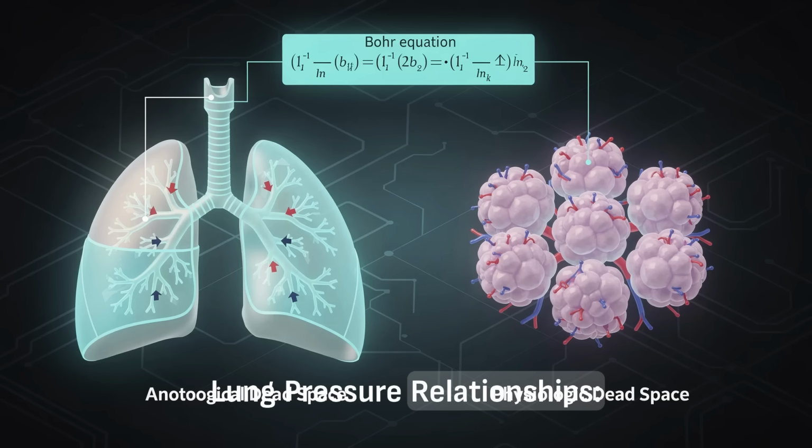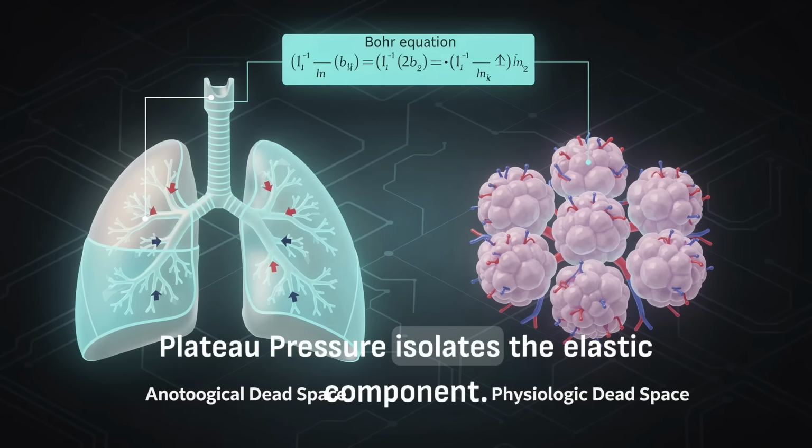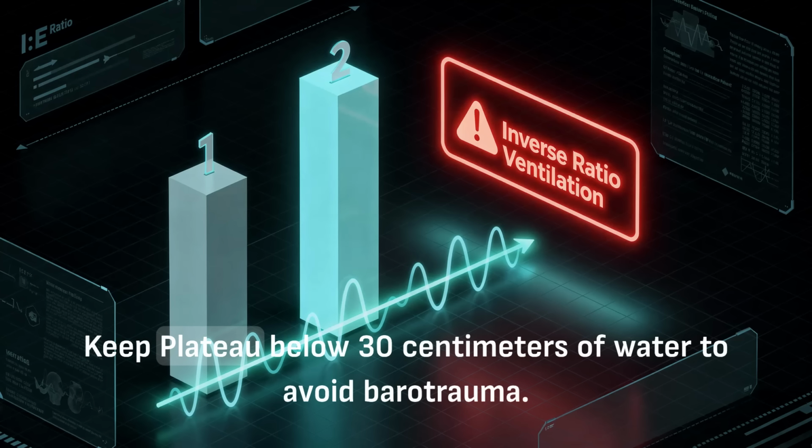Lung pressure relationships. Peak inspiratory pressure reflects both airway resistance and lung compliance. Plateau pressure isolates the elastic component. The difference between PIP and plateau is your airway resistance. Keep plateau below 30 centimeters of water to avoid barotrauma.